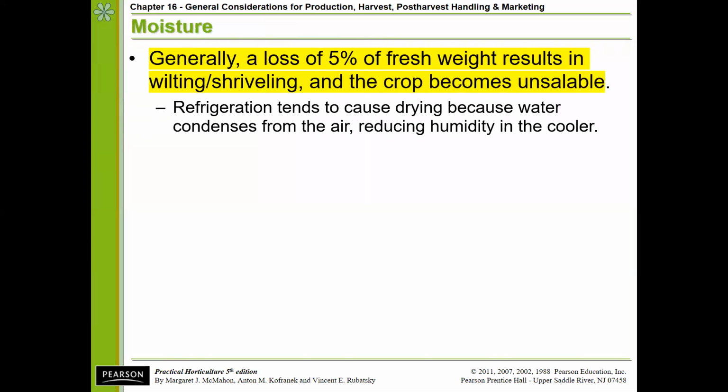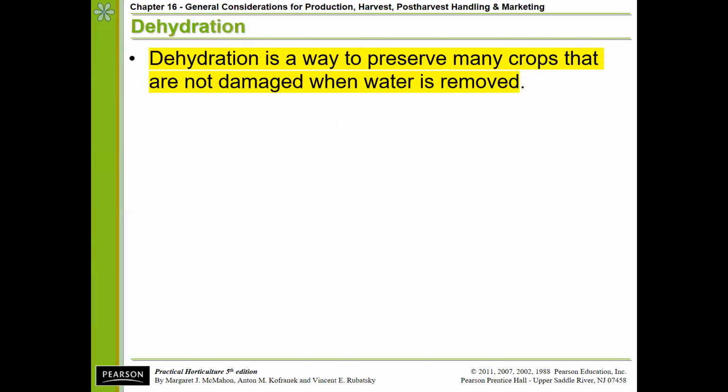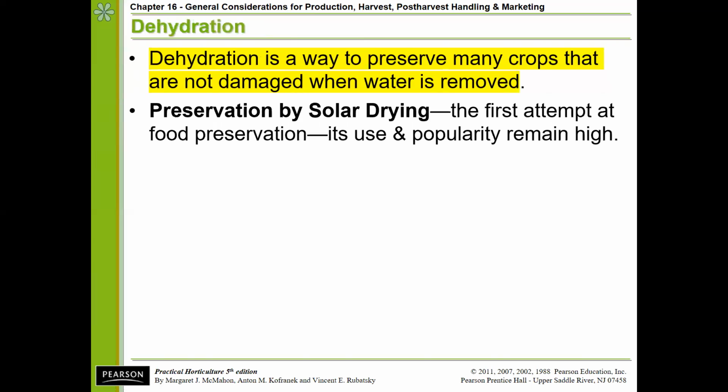Moisture loss is going to happen naturally. We want to try to prevent that because even a loss of 5% of the fresh weight can result in wilting or shriveling and cause that crop to be unsellable. So usually what we do to maintain moisture is add humidifiers or just harvest it at the optimum humidity. Refrigeration itself is going to slightly reduce humidity because cooler air holds less moisture.